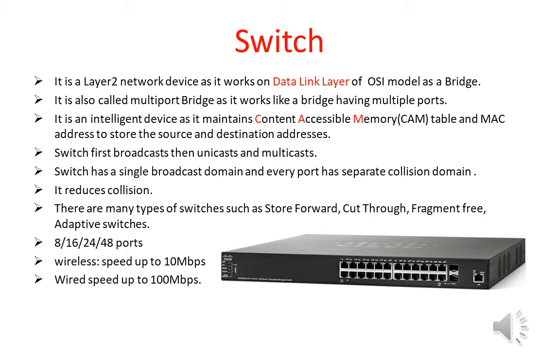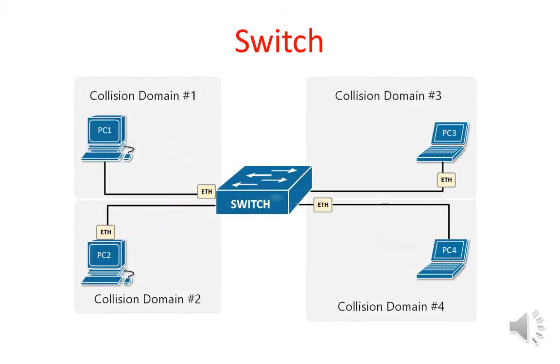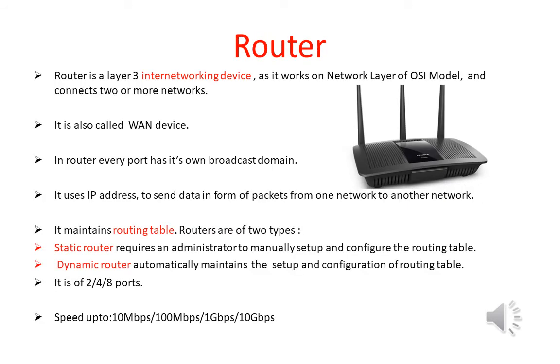It reduces collision. There are many types of switches such as store and forward, cut through, fragment free, and adaptive switches. It comes with 8 or 16 or 24 or 48 ports. Wireless switch has speed up to 10 Mbps. Wired switch has speed up to 100 Mbps. Here is the figure of switch connection having a separate collision domain at each port, and a single broadcast domain. So it reduces collision.